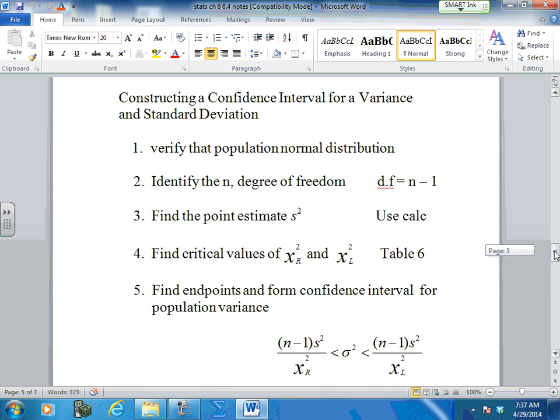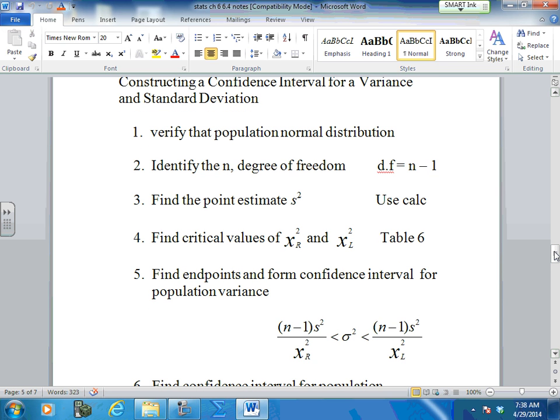So again, when we do this, we're going to identify your degrees of freedom. We're going to find your point estimate, whether it's the sample variance, S squared, or S, your sample standard deviation. This is the value we find in your calculator. Then we put it in your formula, and then we square it. We find your critical values like we did yesterday off your table, and I gave you table 6. Those of you that walked in, here's table 6.